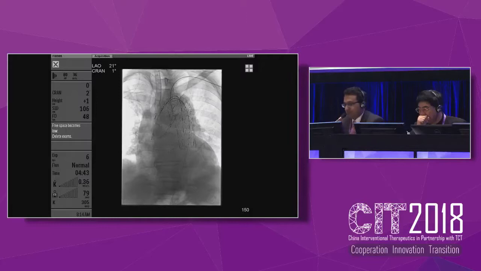Just focus on the right place. So this will be an orthogonal projection just to ensure that you have positioning within the fenestration into the aorta.